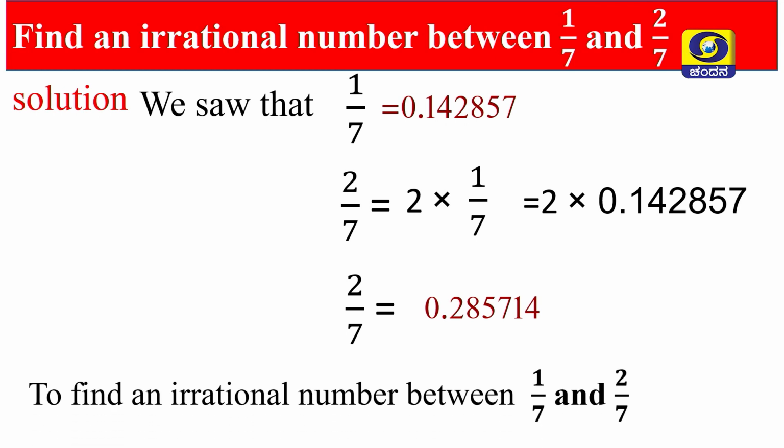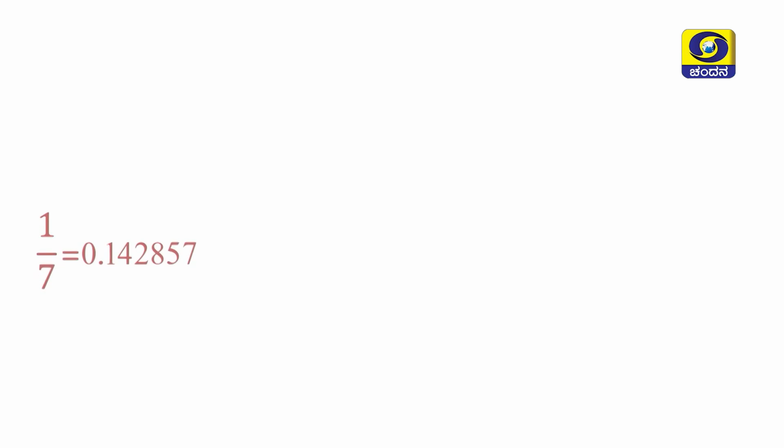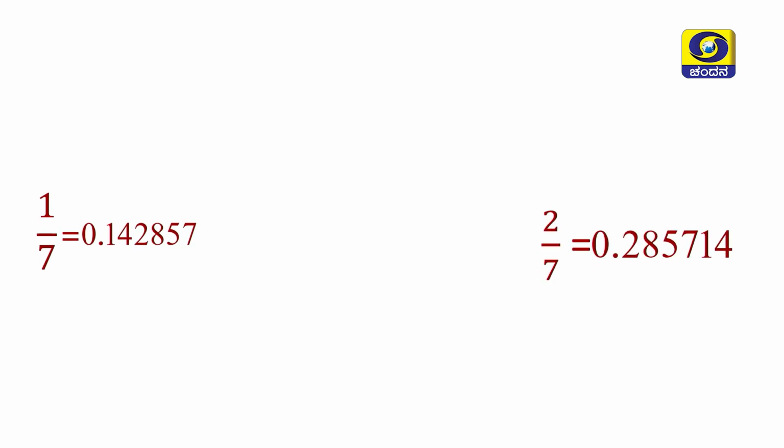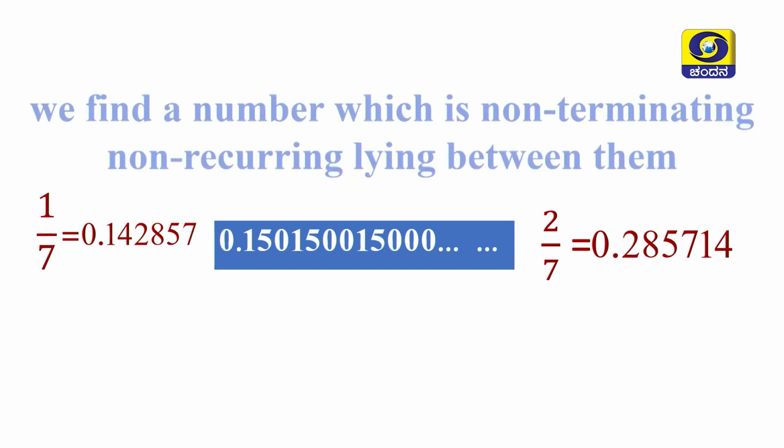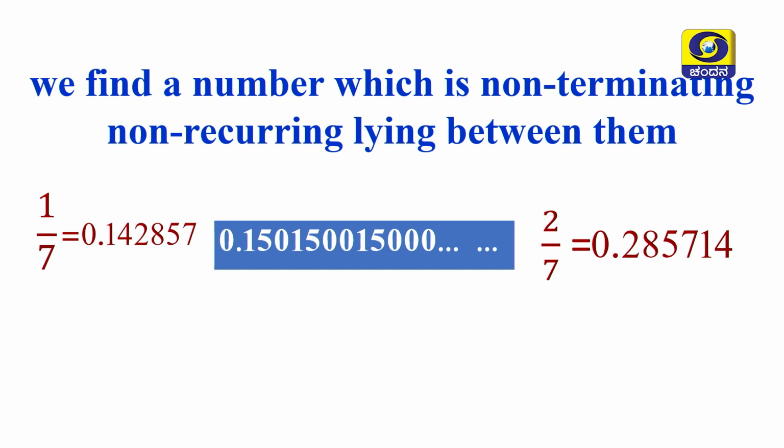0.285714. To find irrational numbers between 1 by 7 and 2 by 7: 1 by 7 is 0.142857, 2 by 7 is 0.285714, and in between that is 0.15015001500, like that you can write any number. We find a number which is non-terminating, non-recurring lying between them, my dear students.